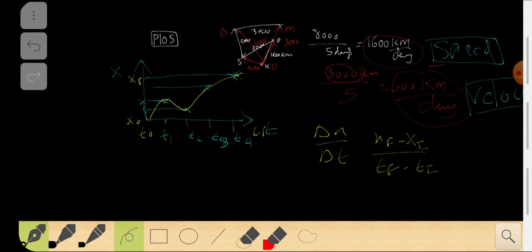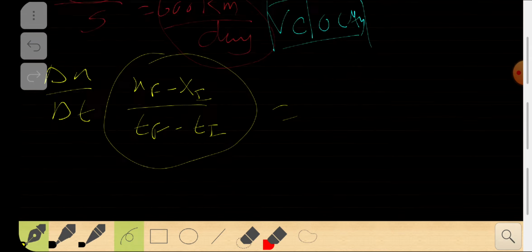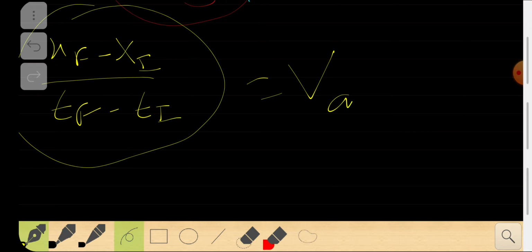So here x final is 3000 and x initial is 0, so that's 3000 divided by t final, which is 5 days, so t final minus 0, which is 5, so that's 3000 by 5. That's how we get that factor. This velocity is called the average velocity. This is called the average velocity of traveling.